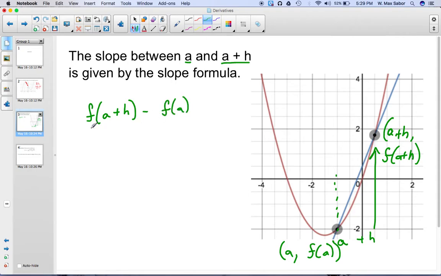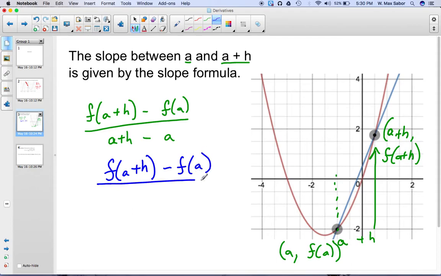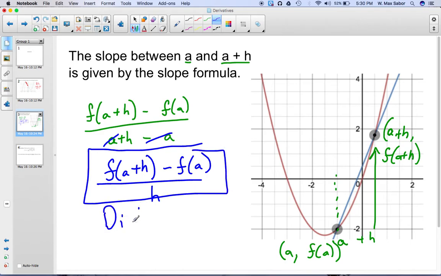f of a plus h minus f of a over a plus h minus a. Well, we can simplify this. f of a plus h minus f of a over, subtract those, and we're left with h. And this is what we call a difference quotient.